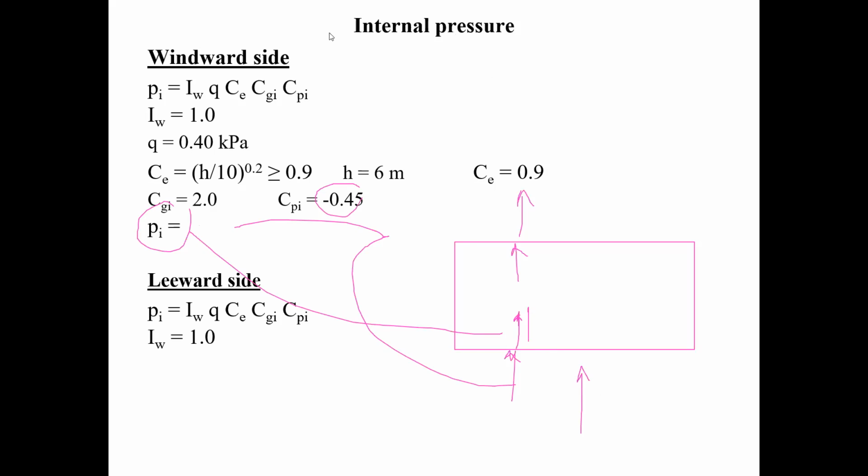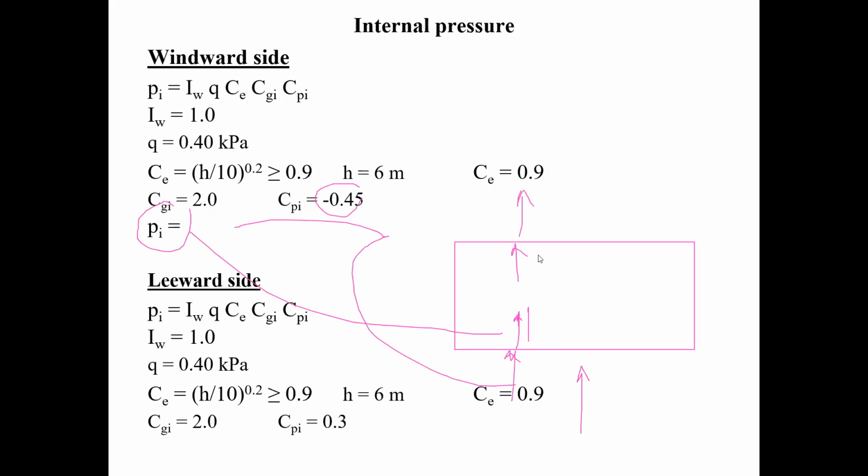Let me go on. This one has a positive value of 0.3, and therefore it's pushing on the wall, and then this one is negative. These values change from positive to negative because it's just the dynamics of the wind. The wind blowing through the building wants to suck the air away from one surface and push onto the other, and that's how wind will actually act on the surfaces of a building.